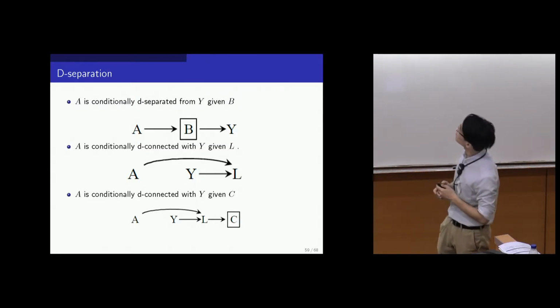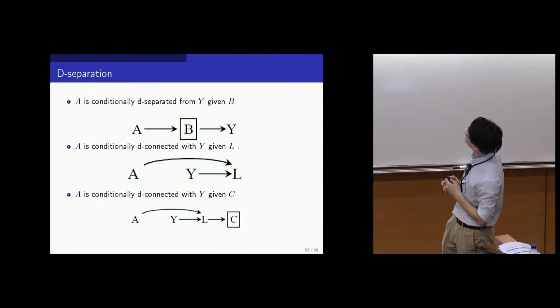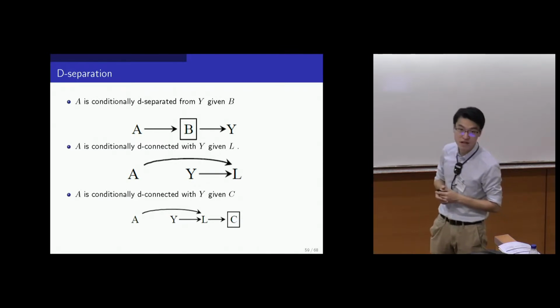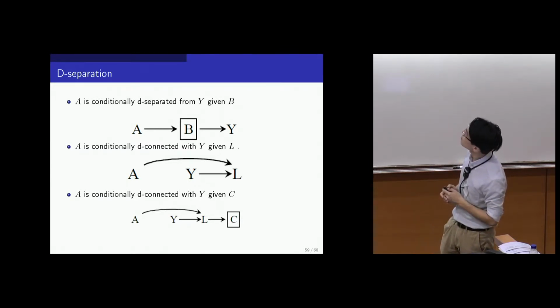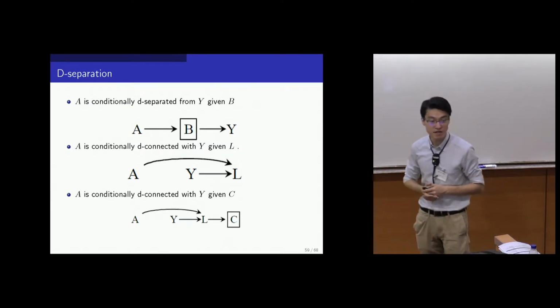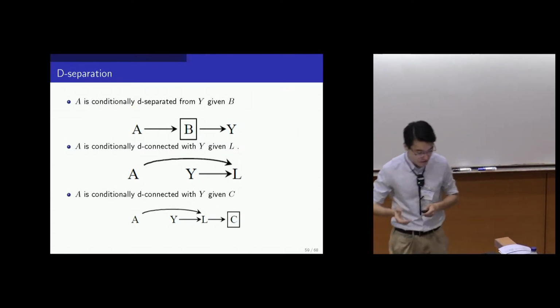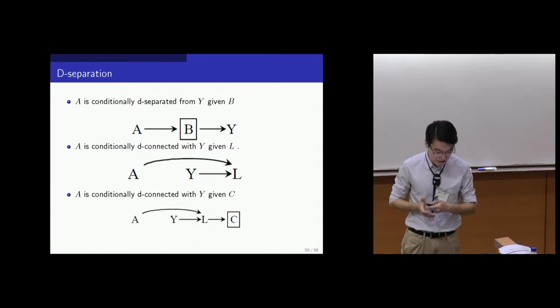And in this last example, again, if you condition on a descendant of L, you will also be opening up this path through the collider. So A is conditionally d-connected with Y given C once we condition on C. These are just some examples of d-separation or d-connection.